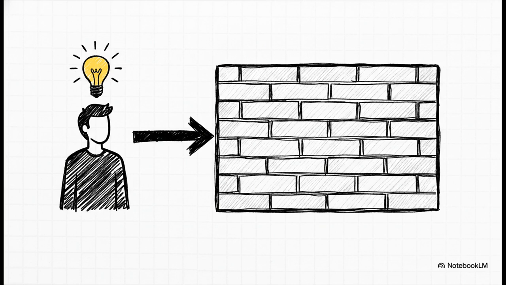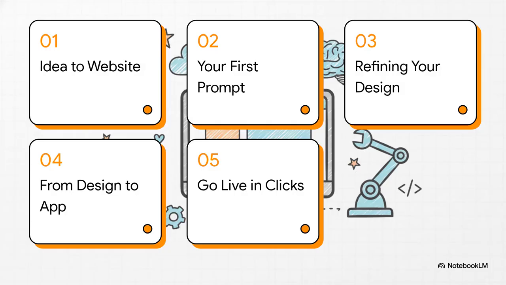The vision is crystal clear in your head, right? But turning it into actual code, that feels impossible. It's that technical barrier that has stopped so many great ideas dead in their tracks. So today, we're going to break down exactly how that wall is coming down. We'll walk through the whole thing in 5 simple steps. We'll go from that first idea to a website, make our first prompt, refine the design, turn it into a real app, and then get it live in just a few clicks.